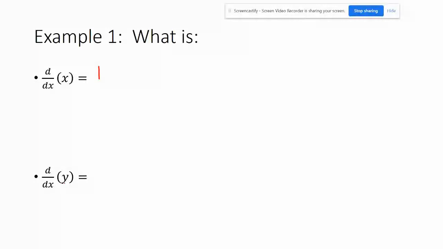Well, different question. What is the derivative with respect to x of y? Well, this answer is dy/dx. If y is a function of x, we don't know what the exact derivative is going to be, so we're just going to call this dy/dx. So this is the first part that we need to get with this idea, guys. The derivative of x is 1, but the derivative with respect to x of y is dy/dx.